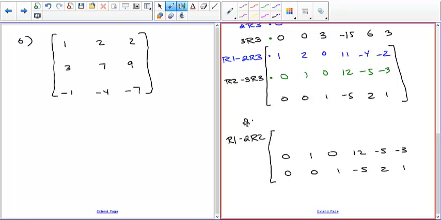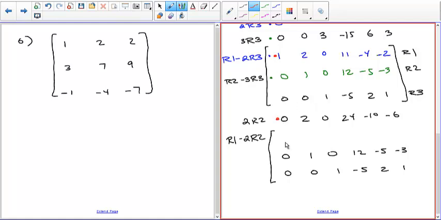So let's write down what row 2 is. So row 2 is this. This is row 2. So multiply everything here by 2. So you get 0, 2, 0, 24, minus 10, minus 6. And then we're going to take row 1, which is this one right here, and we're going to subtract 2 times row 2.